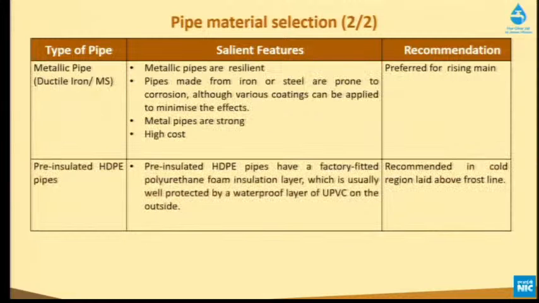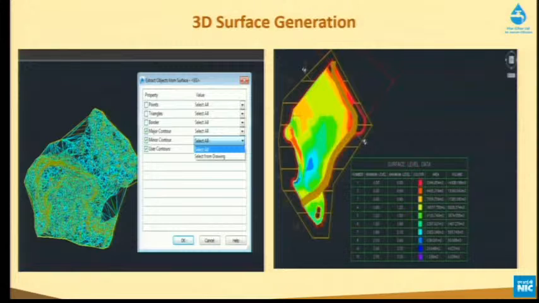Next, please. Especially in rising main areas which require high pressure, we definitely have to go for a strong pipe which has more resilience and strength. So we'll go for the DI pipe. And in cold regions, maybe we can use a pre-insulated pipe. So these are very broad criteria for the pipe selection methods. Next, please.